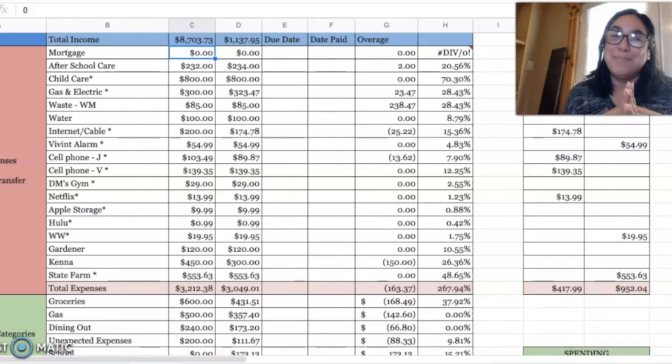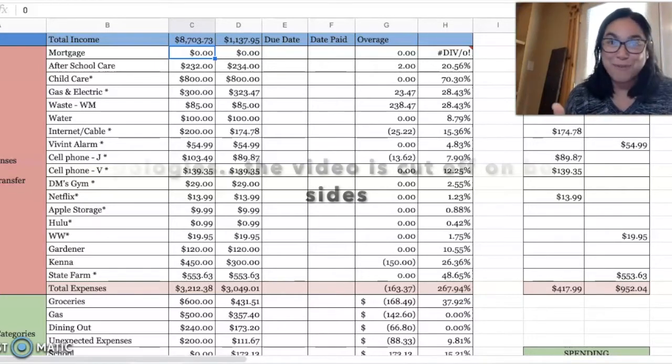budget in Google Docs. So if that's something that's interesting to you and how I do all my formulas, stick around.